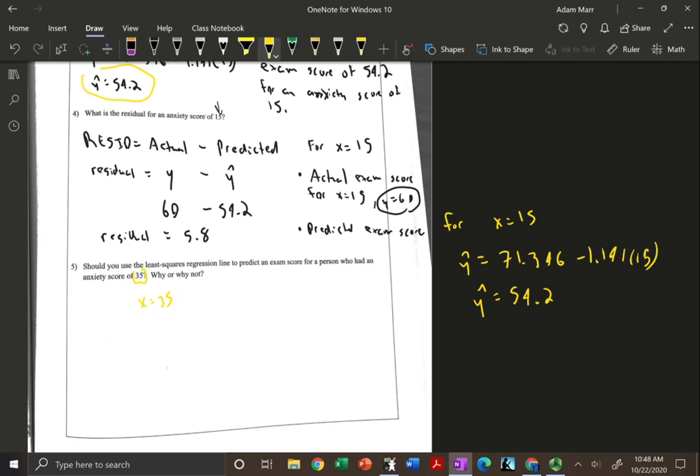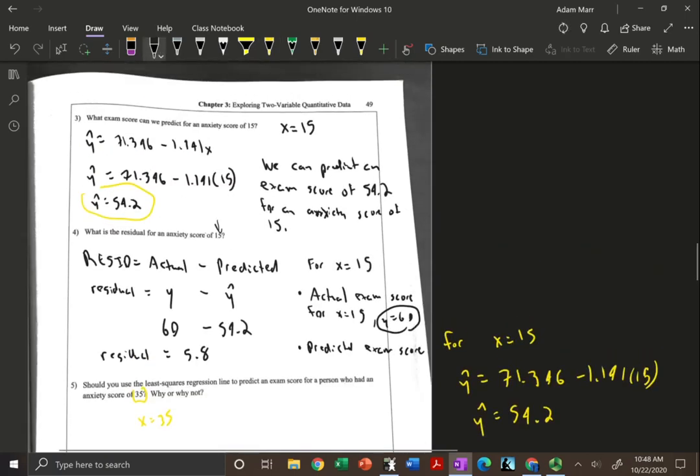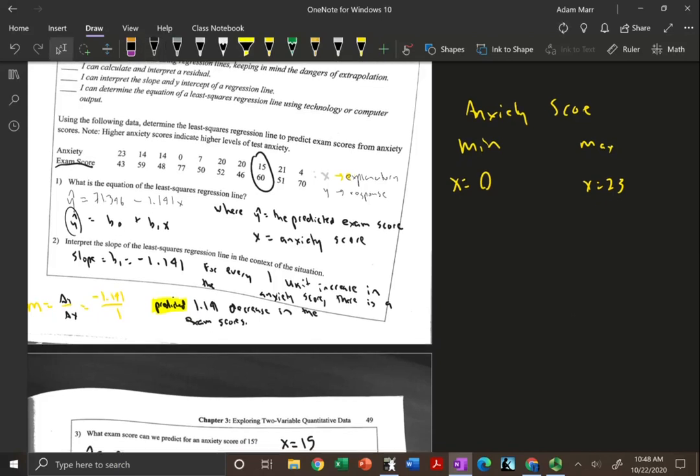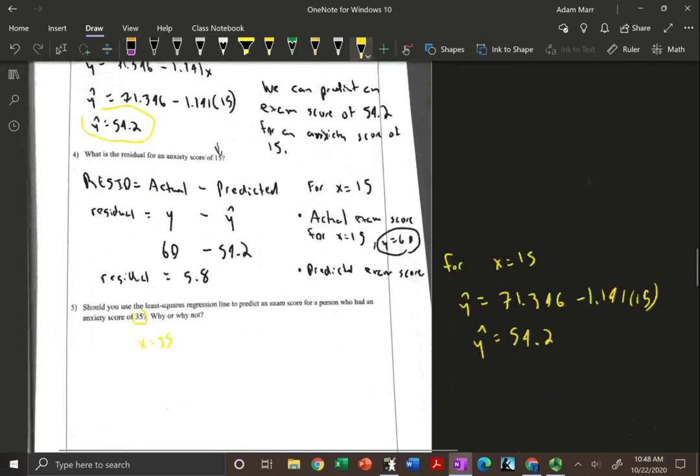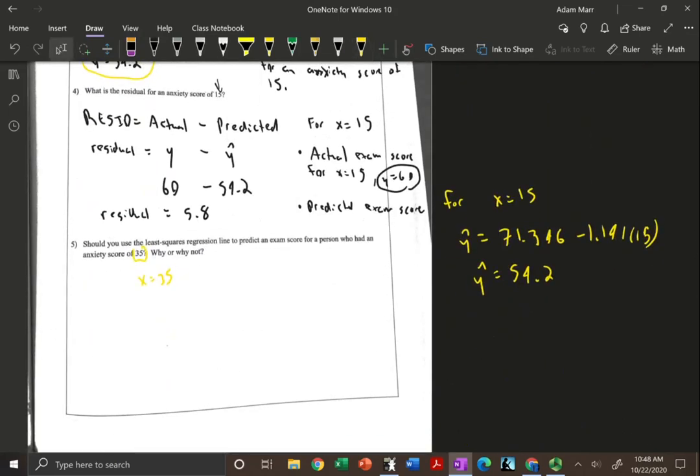Okay, I'm going to say no. That would be an extrapolation right there because that is actually way, way, way far out of our actual data values that we have here. The highest data value we have right here is 23. So specifically right here, we'll just say no. 35 right here is greater than the maximum observed anxiety score.